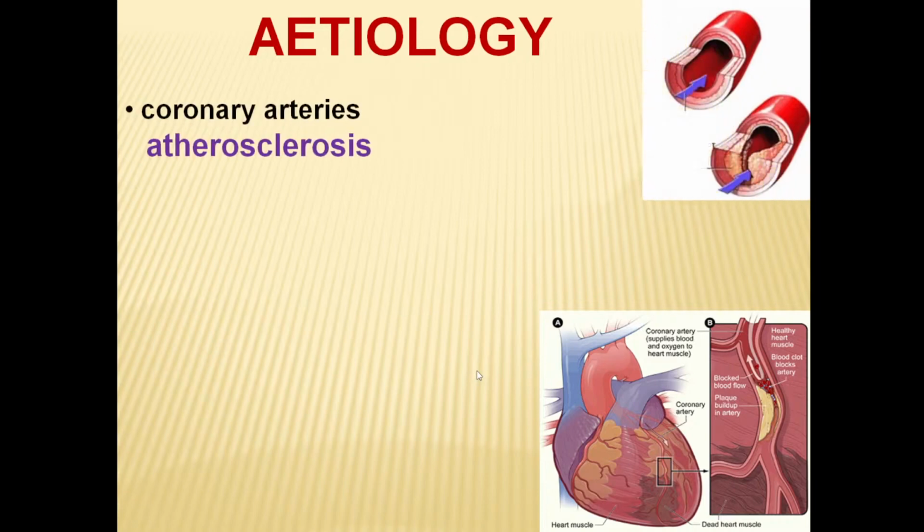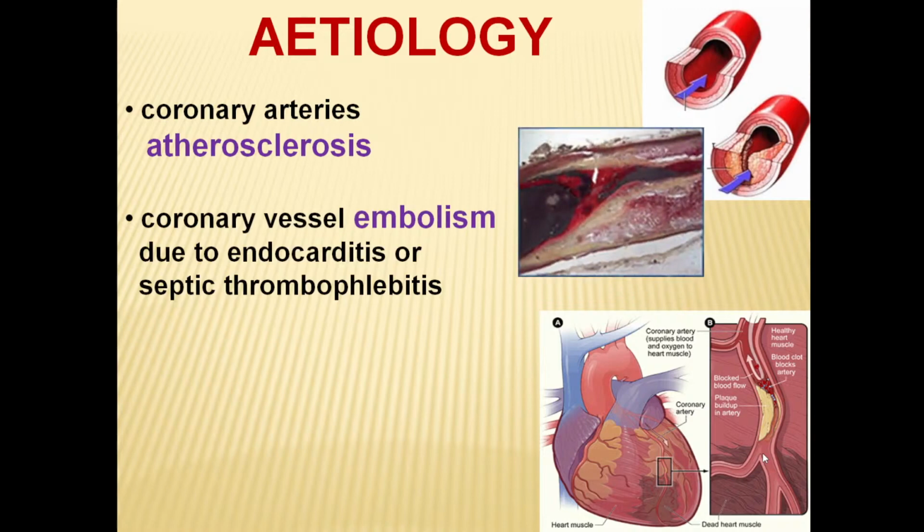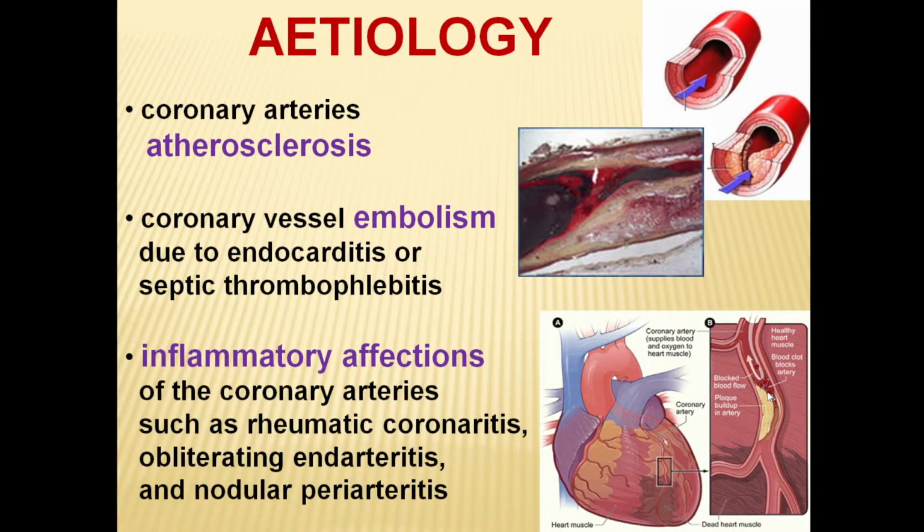First of all, it is coronary artery atherosclerosis, which affects the vessel, disturbs the activity of the intima, and as a result, disturbs coronary circulation. We must remember about embolism of coronary vessels due to endocarditis or septic thrombophlebitis. But we remember that atherosclerotic plaques can also be formed with pathological thrombocyte adhesion, which is accompanied by a pathological process. And the last problem is inflammatory affections of the coronary arteries, such as rheumatic coronaritis, obliterating endarteritis, or nodular periarteritis. It's a rarer pathology. First of all, patients with myocardial infarction are patients with atherosclerosis of coronary arteries.